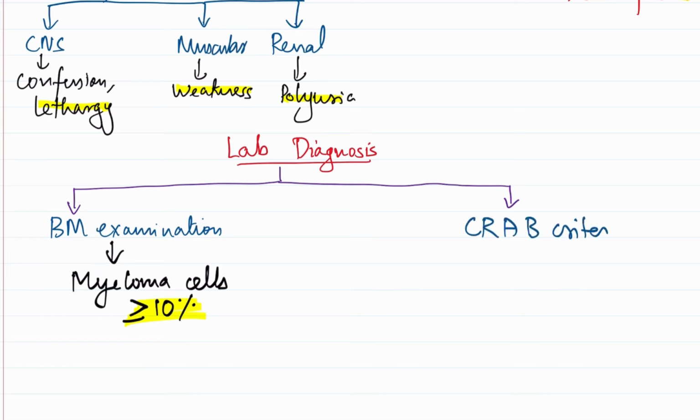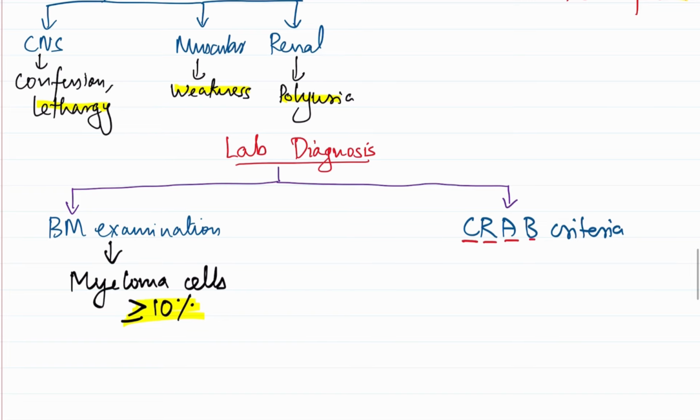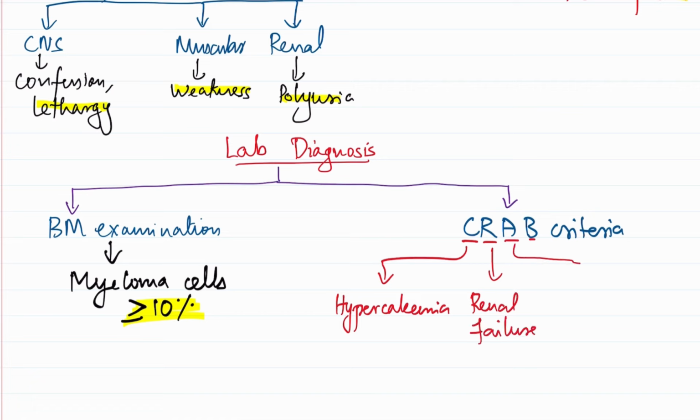CRAB criteria, sorry. So what is the CRAB criteria? If you have myeloma cells of 10% in bone marrow plus 1 of CRAB, so what is C? C is hypercalcemia, calcium. And what is R? R is renal failure. What is A? We know that production of RBC is decreased, so A is anemia. And what is B? B is bone lesion. Now hypercalcemia, what is the cutoff value? It is going to be greater than 11 milligram per deciliter.